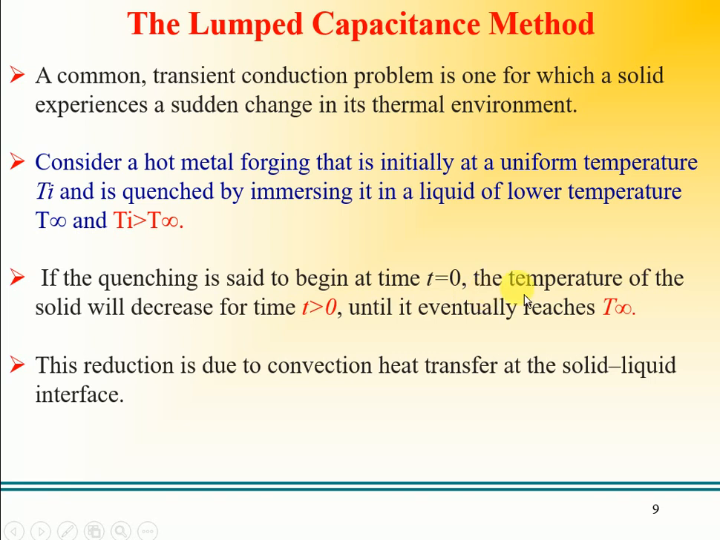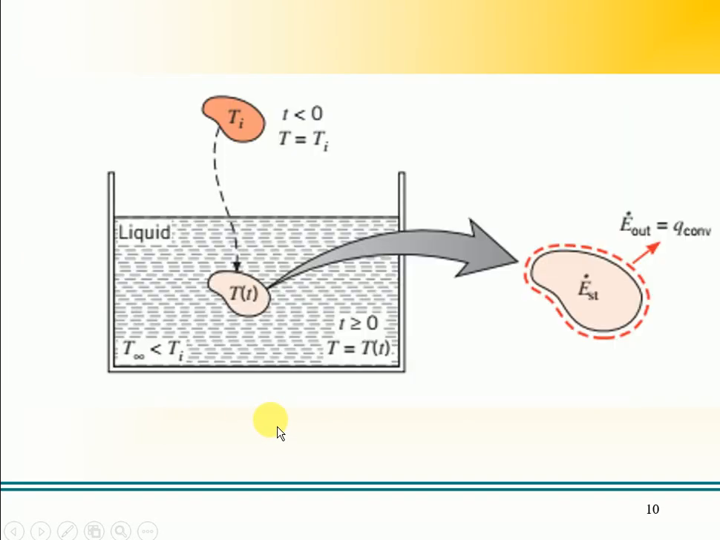If the quenching is set to begin at t equal to 0, the temperature of the solid will decrease for time t greater than 0 until it eventually reaches T infinity. Of course, the temperature of the solid is very high when put in the environment. At the initial time, t equal to 0, the temperature is the temperature of the solid, and then as time passes the temperature decreases and eventually reaches the temperature of the environment. This reduction is due to the convection heat transfer at the solid-liquid interface.